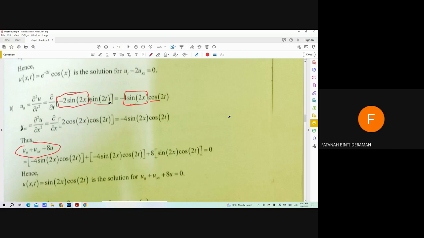Okay, and then for u_xx, a similar thing happens. What is your constant? This is with respect to x, so we differentiate x, and the constant will be cos 2t. Cos 2t we just copy. The difference here is only that we differentiate cos of f(x).